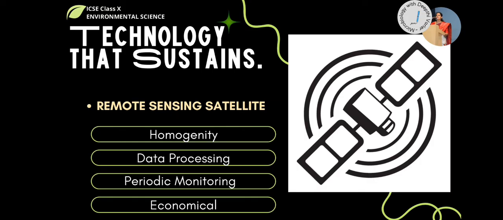The frequency of data collection is also more, so you can do periodic monitoring. Not only that, it can also detect the variation in the environment with much greater precision than manual data collection, and the cost is low. Though the initial cost is huge, the recurring cost of manpower, transport, equipment, all that is reduced when you have a remote sensing satellite. So these satellites have been used for several applications.